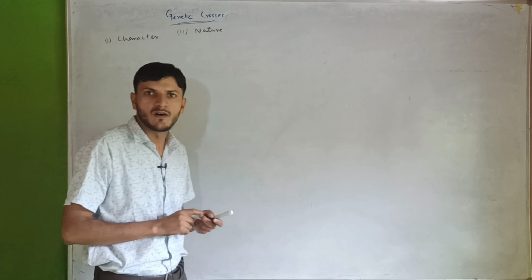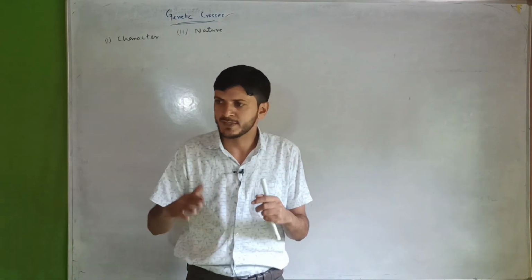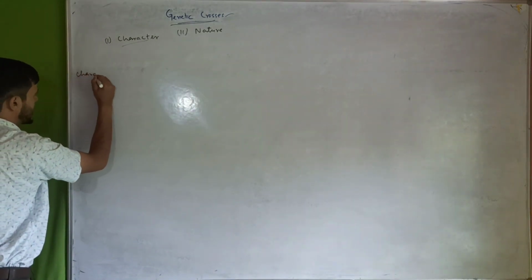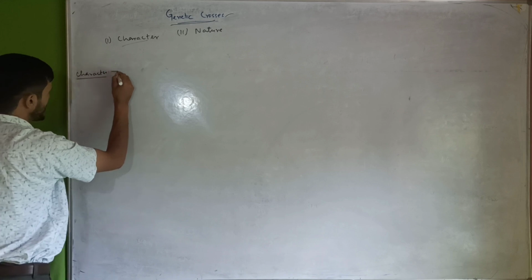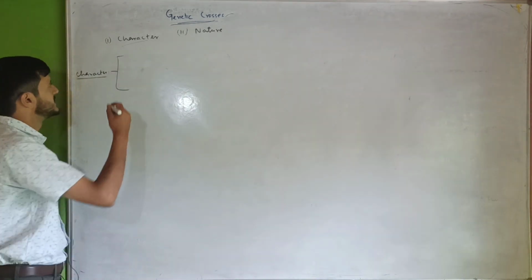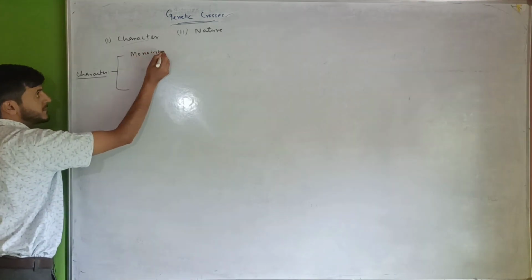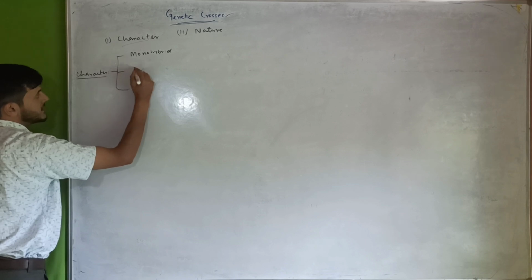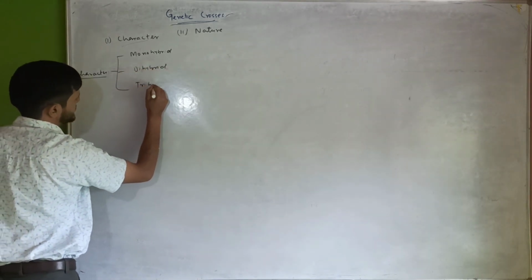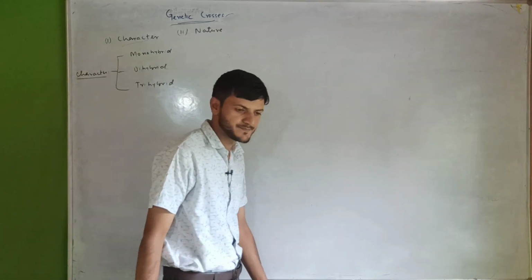First, we will talk about the various types of genetic crosses on the basis of character. On the basis of character, genetic crosses may be monohybrid, dihybrid, trihybrid, and so on and so forth.